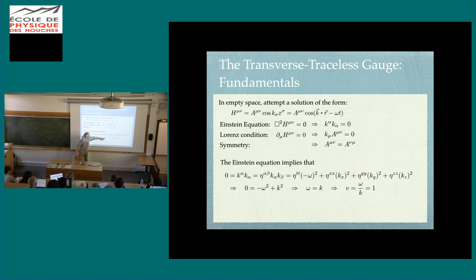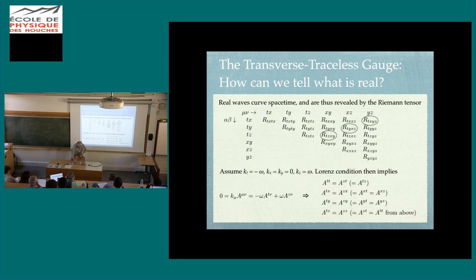In fact, since omega is equal to k, if I took the derivative of both sides, I would see that the group velocity is also the speed of light. d omega over dk is equal to 1. And so gravitational waves are going to move at the speed of light.